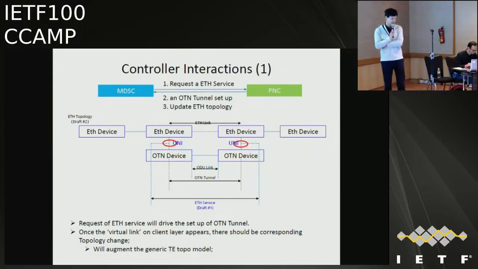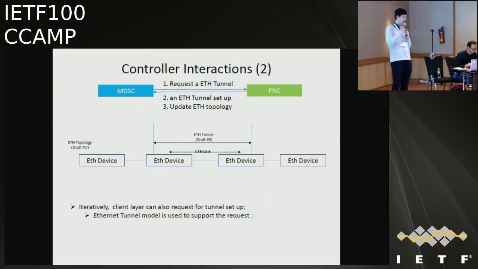Given this tunnel setup, there would be a kind of virtual link, which is the dashed line between the Ethernet service, which is a part of the client layer and appears dependent on the OTN tunnel. And there would be a corresponding topology change, which means that the controllers also need to update the Ethernet topology.